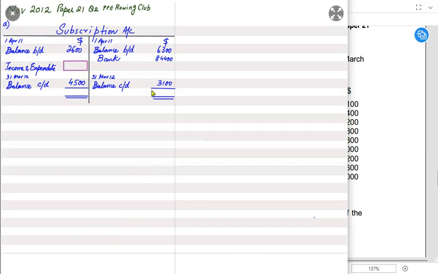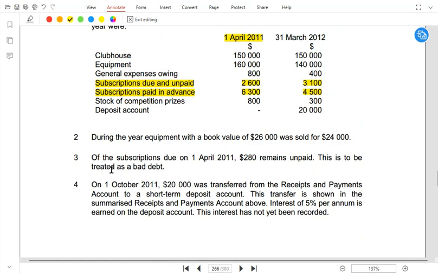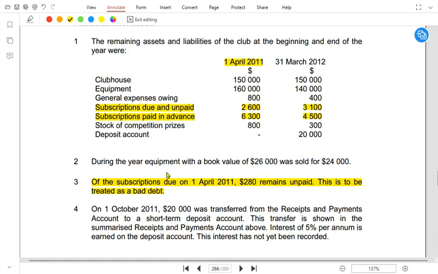Okay, beta, whenever we are receiving the money from our members, the entry would be: bank would be debited and the subscription account would be credited. Now, are there any irrecoverable debts? Yes. Let us read note number 3. In note number 3, the examiner says, of the subscription due on 1st April 2011, 280 remains unpaid, and this is to be treated as a bad debt.